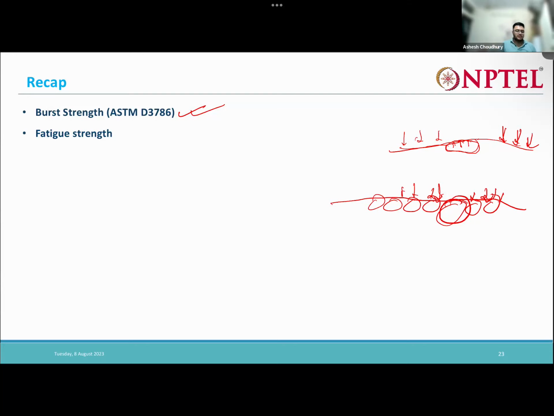And then we have the fatigue strength. Say we are using this geotextile in some dynamic conditions, where there are repeated cycles of loading, say earthquake loading, that kind of loading. In that kind of loading, we also need to test the geotextile, right? As the number of cycles of loading increases, with load reversals, what happens? The strength of the geotextile reduces. So in order to quantify that reduction of strength, we do the fatigue strength test.